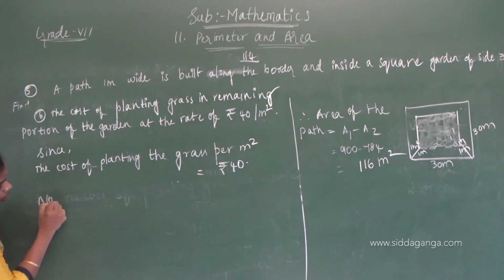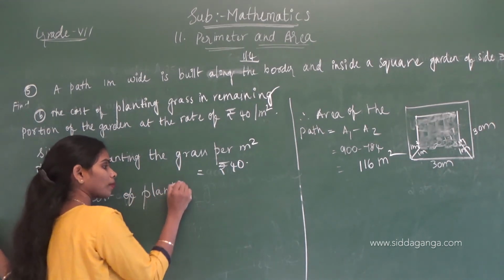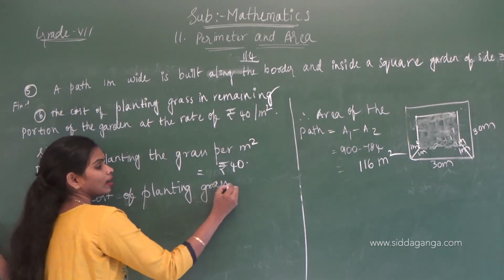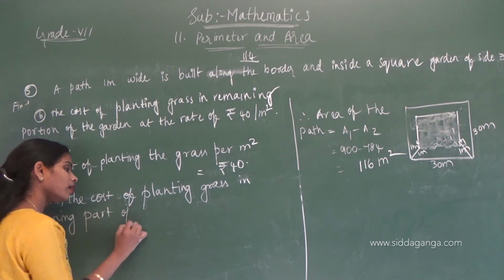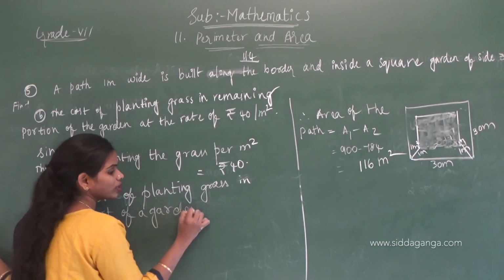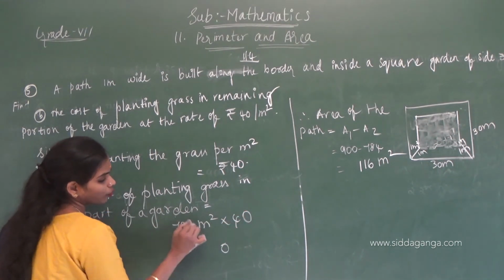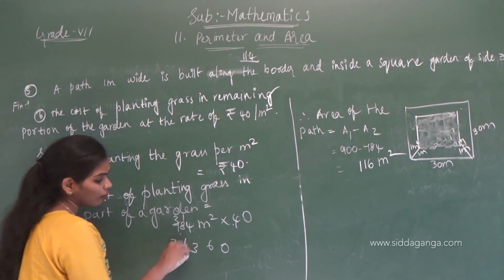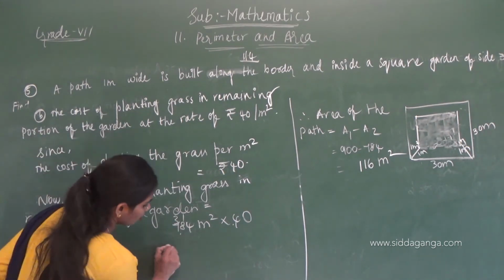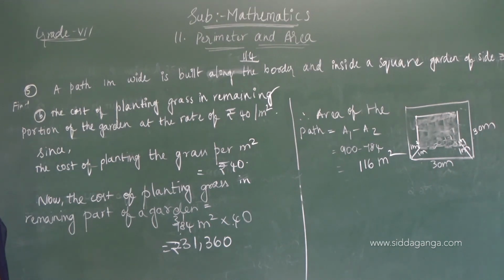Now the cost of planting grass in the remaining part, that means the inner square, the remaining part of the garden, equals 784 meters square into 40. 0 comes. 4 4s are 16, 8 4s are 32, 33, 7 4s are 28 plus 3, 31. 31,360. Just observe the question carefully, otherwise I also make mistakes.